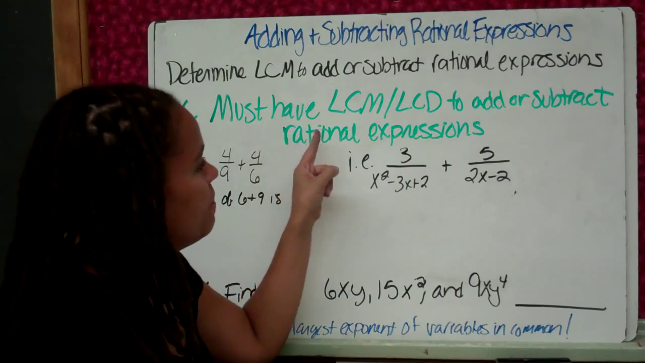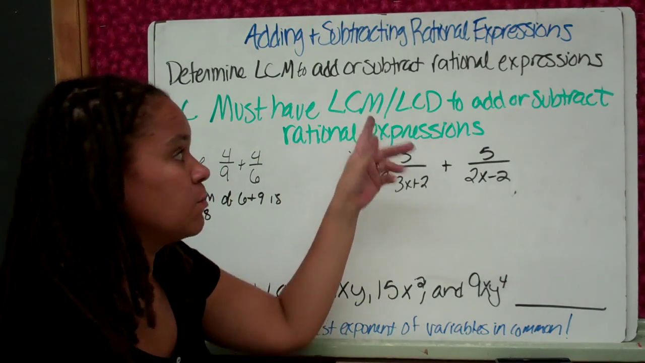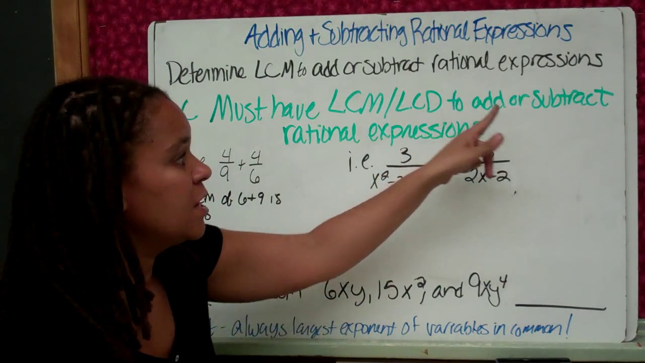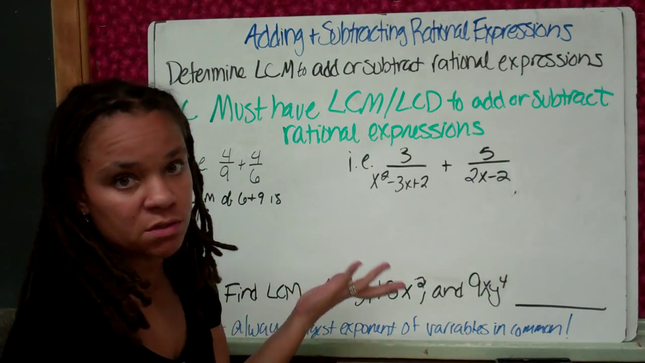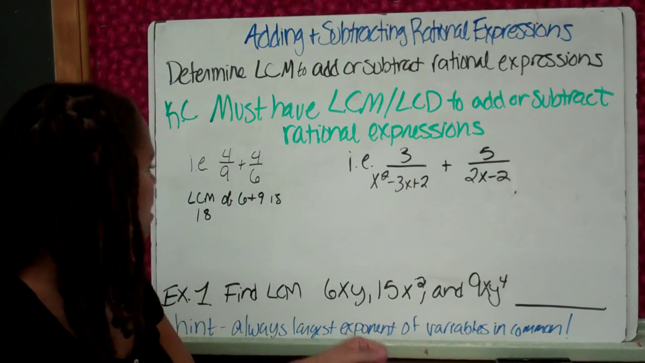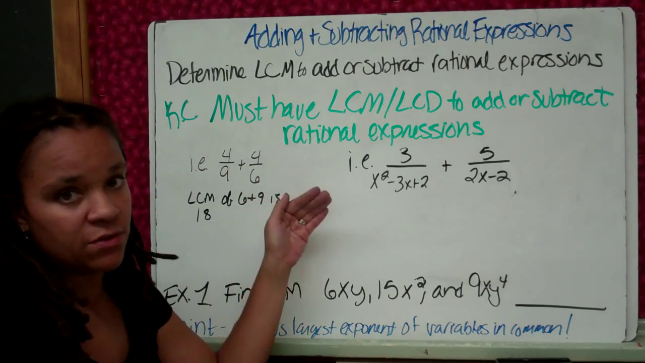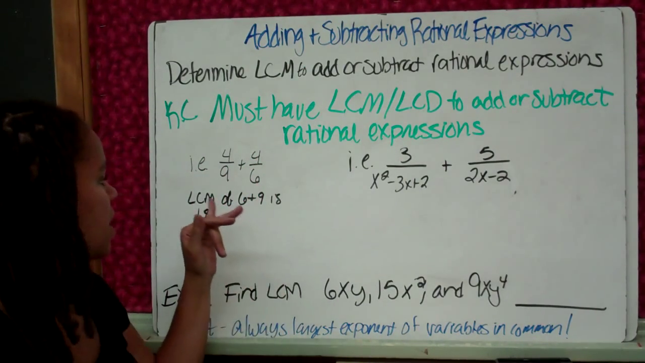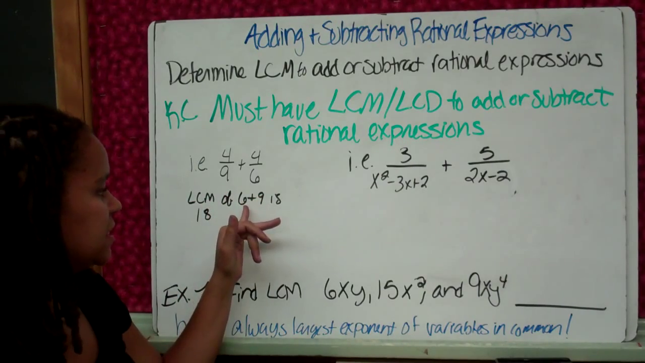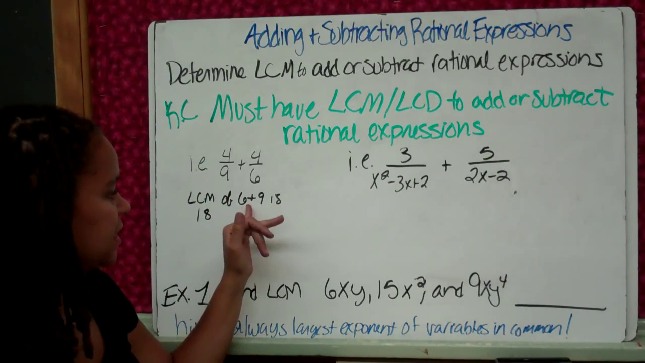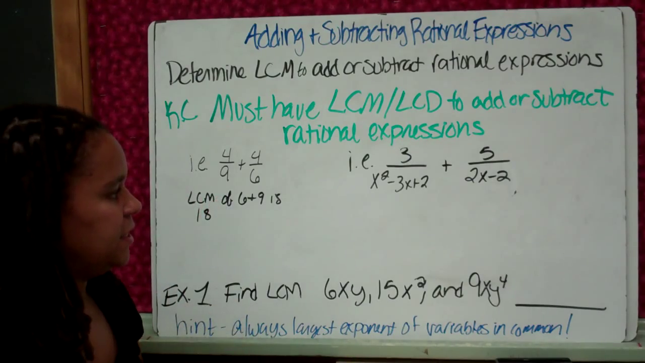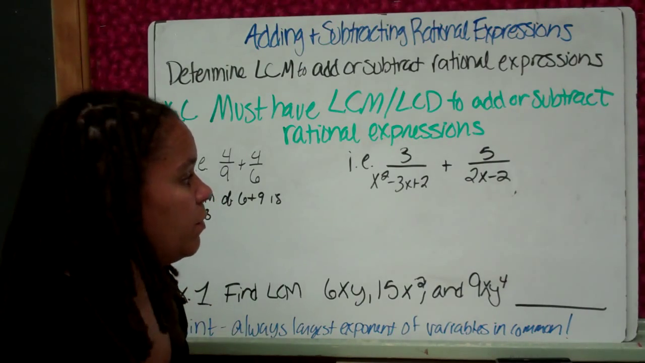Key concept here: you must have an LCM, least common multiple, or we can call it the least common denominator, to add or subtract rational expressions, because rational expressions are just fractions. So for example, if we had 4/9 plus 4/6, we couldn't just add those across. We have to have a common denominator. And the least common multiple, or the LCD, either one, of 6 and 9 would be 18. It's the smallest thing that they both go into.